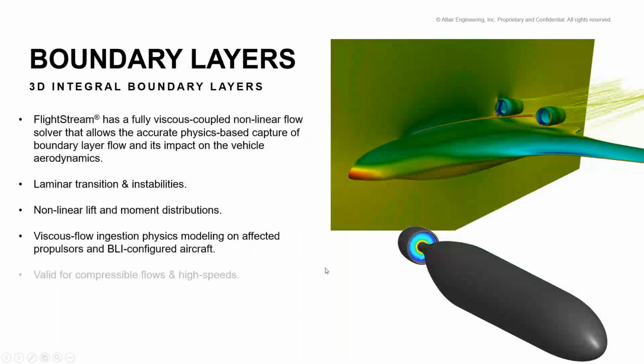Talking about FlightStream, it has full three-dimensional integral boundary layers. You can definitely do laminar transition and stability. You can capture nonlinear lift and moment distributions. It computes implicit simulations and uses the surface velocity fields to compute the attachment lines and surface streamlines, and computes the boundary layer. You will be able to capture and check boundary layer ingestion on the aircraft. Those things are part of the boundary layer capability.